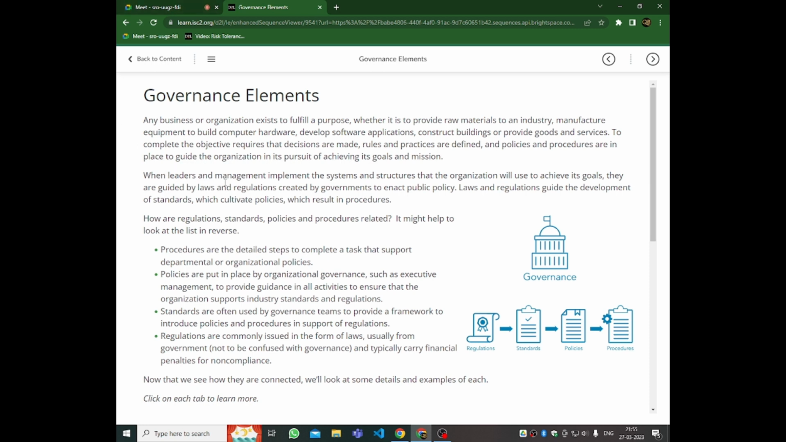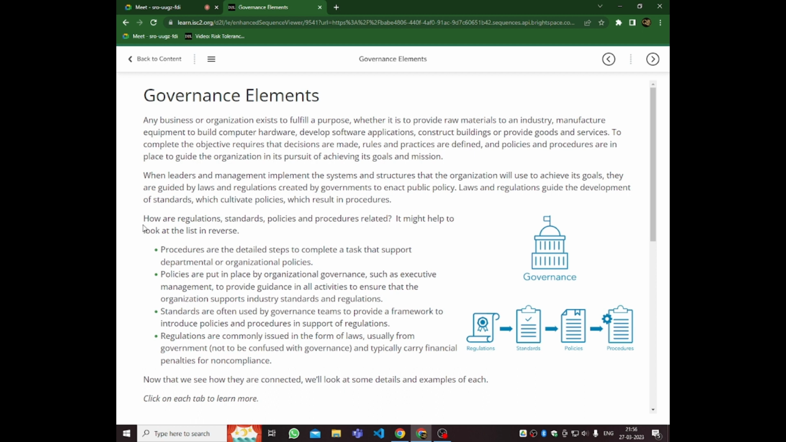When leaders and management implement the system and structure that the organization will use to achieve its goal, they are guided by laws and regulations created by governments to enact public policy. Laws and regulations guide the development of standards, which cultivate policies, which result in procedures.